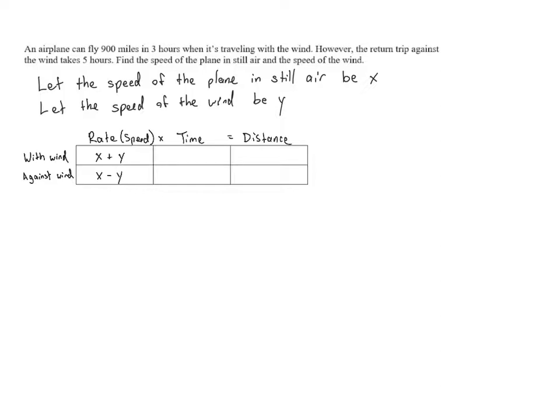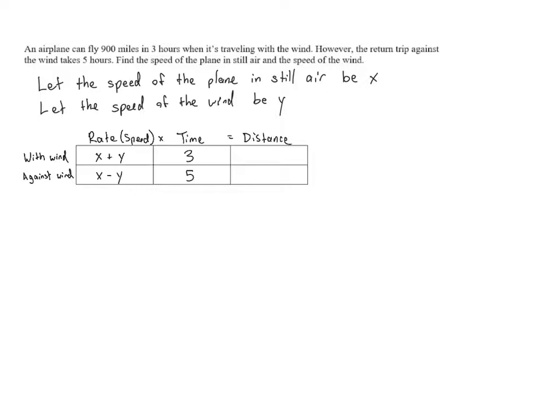These motion problems are a little bit more difficult than the interest and the mixture problems. There's different varieties, and we have to put a little more thought into the quantities that we're putting into our tables. Now let's continue. Let's look at the time. We're told that the time the plane travels with the wind is 3 hours, and against the wind is 5 hours, so we can fill those in.